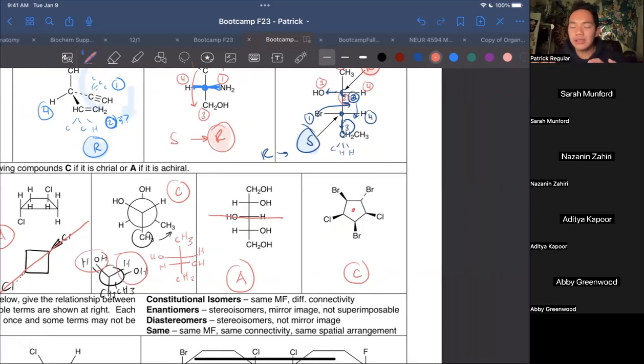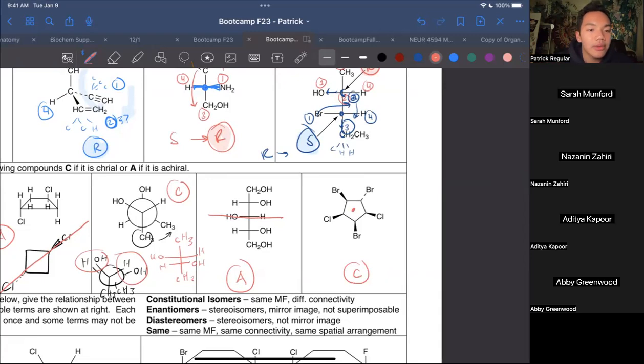If you were to build the model set, they would be superimposable, right? No direct plane of symmetry, but they would be meso compounds, so they would be superimposable. But for this one, this is not the case, because if you were to build it, they would not superimpose on each other. If you were to build the model set, they would not superimpose. And you have an odd numbered cyclic ring.